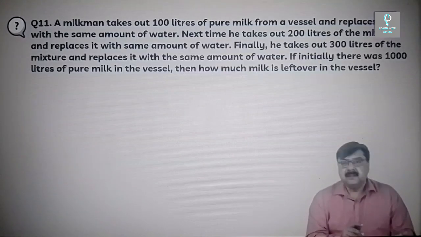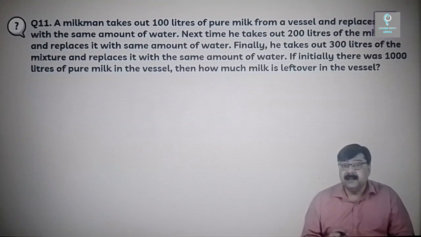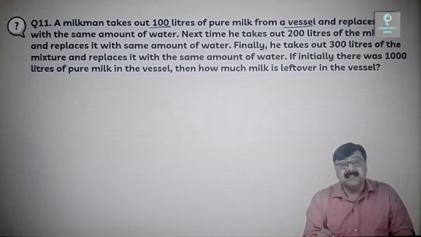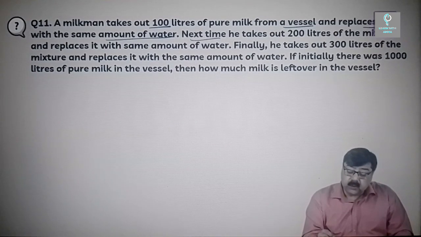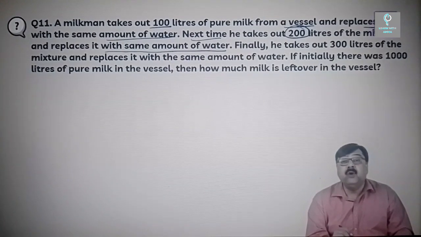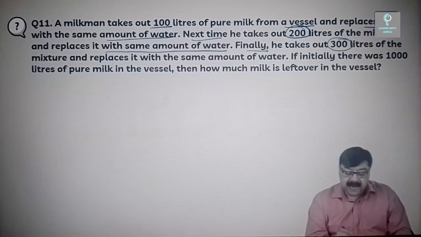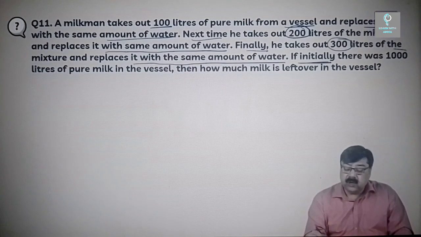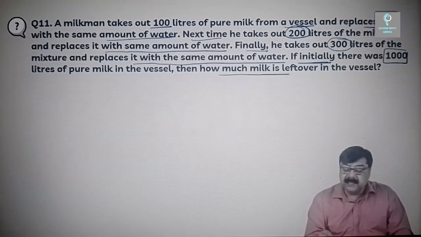Now look at this question. This is a similar kind of question, but with a new twist. A milkman takes out 100 liters of pure milk from a vessel and replaces it with the same amount of water. Next time he takes out 200 liters of the mixture and replaces it with the same amount of water. Finally, he takes out 300 liters of the mixture and replaces it with the same amount of water. Now, if initially there was 1000 liters of pure milk in the vessel, then how much milk is left over in the vessel?